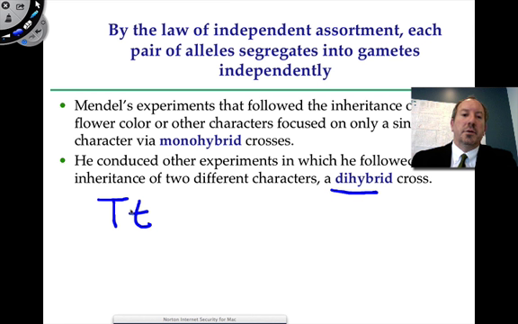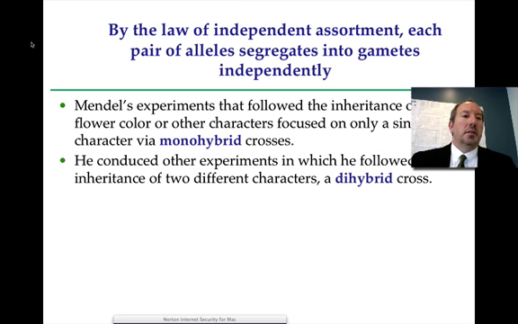So it's tall, short. The phenotype would be tall. And let's say purple and white. So this would be a tall purple plant. And it's hybrid for both. So this would be a dihybrid. The interesting thing about it is if you saw a tall purple plant, you wouldn't know if it was homozygous tall or homozygous purple. You wouldn't know that. But let's just say that you were doing this. And so let me set up this cross for you.